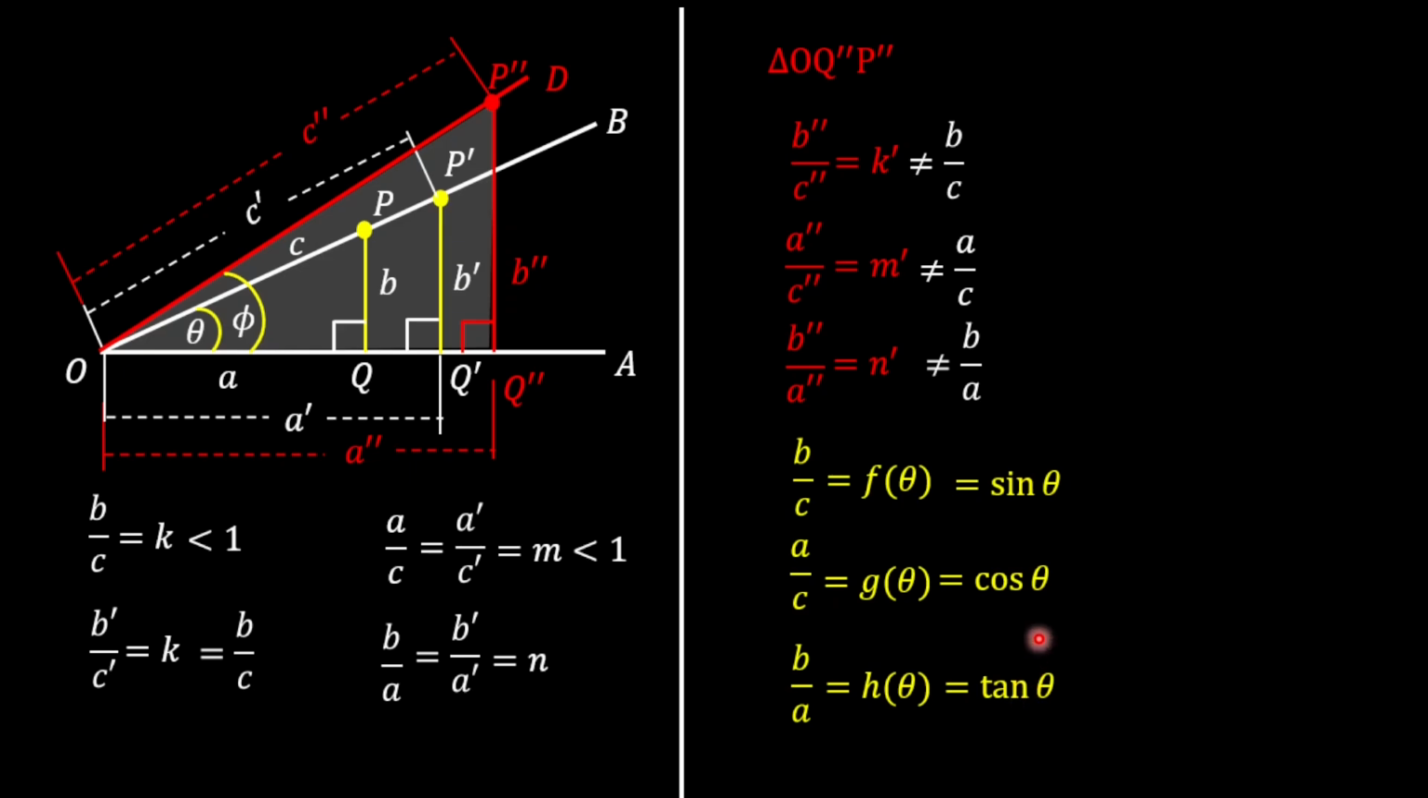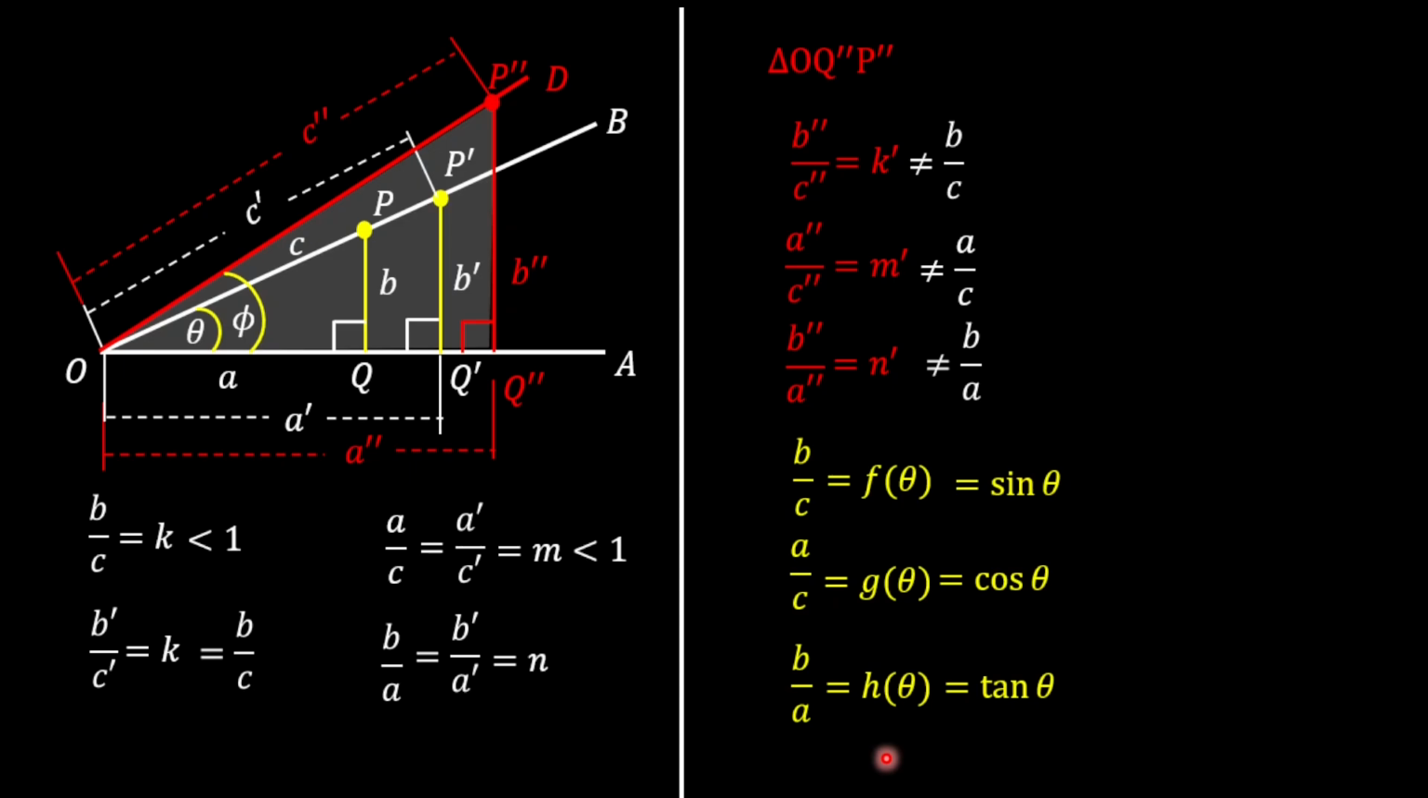And specifically, the sine function describes the ratio of perpendicular to the hypotenuse. The cos function describes the ratio of base to hypotenuse, and the tangent function describes the ratio of perpendicular to the base. Now, in addition to these three functions, we can reverse the ratios. That is, instead of b by c, I can take c by b, and instead of a by c, I can take c by a, and similarly, I can invert this ratio to a over b.